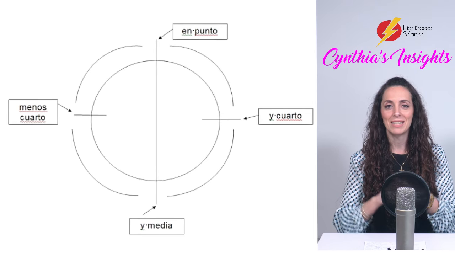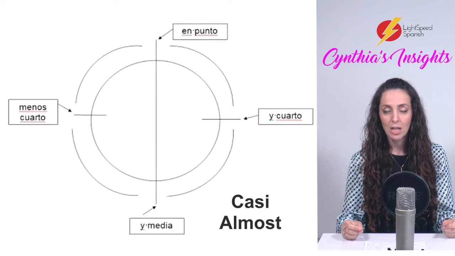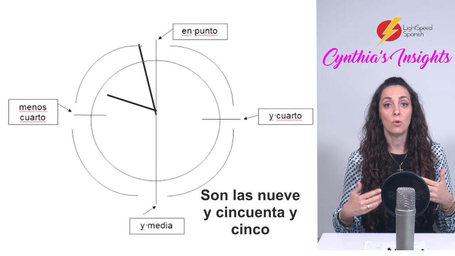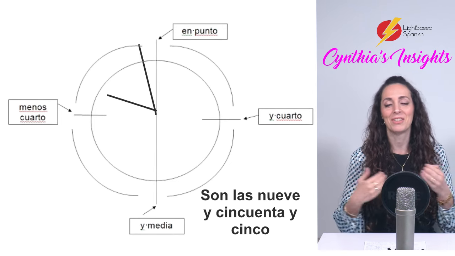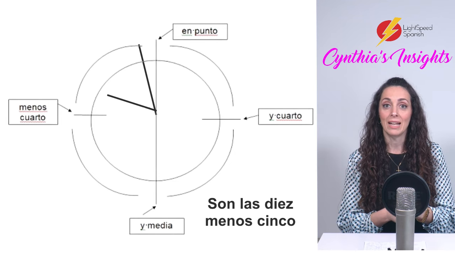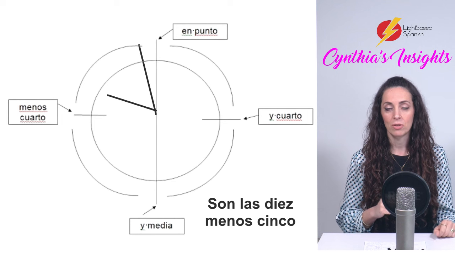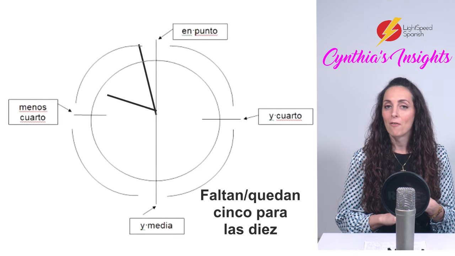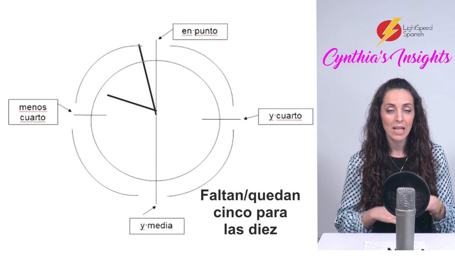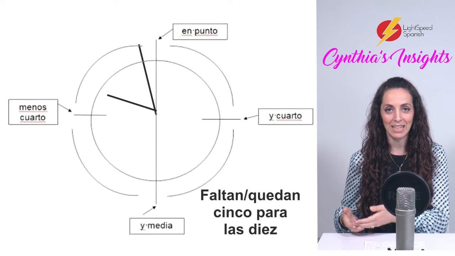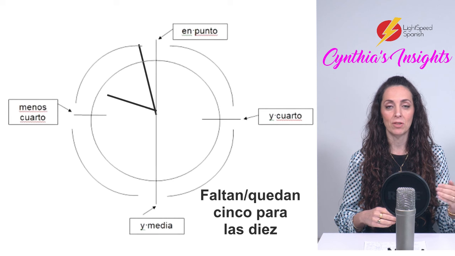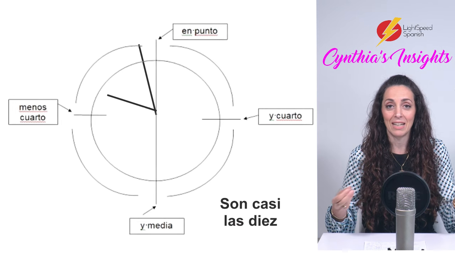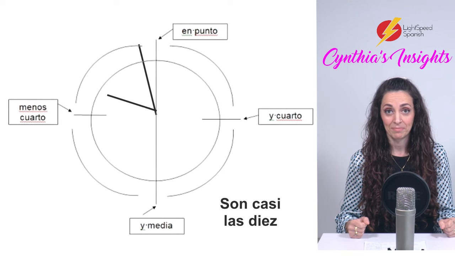And the last word we're going to learn today is casi. Casi is almost, okay? So this time, 9:55. So we can say son las 9:55. Son las 9:55. Faltan o quedan 5 minutos para las 10. So 5 minutes are left or are missing for 10. O son casi las 10. It's almost 10. See? Casi, almost.